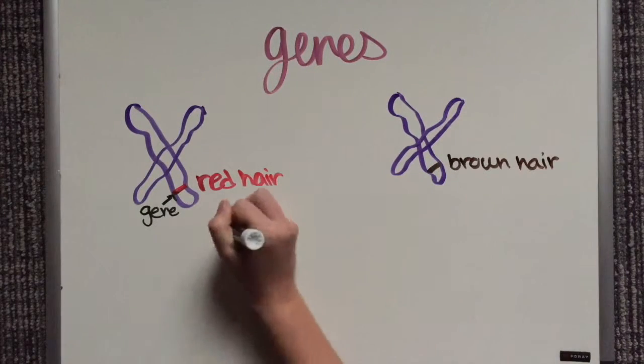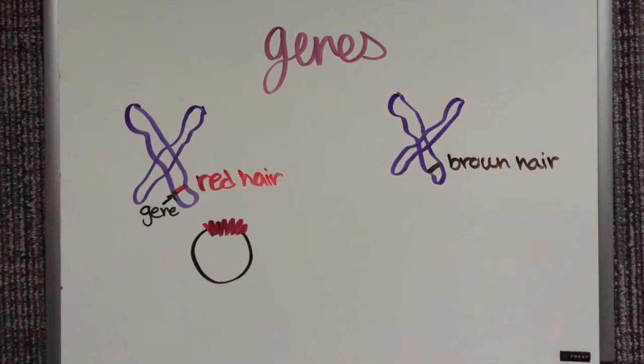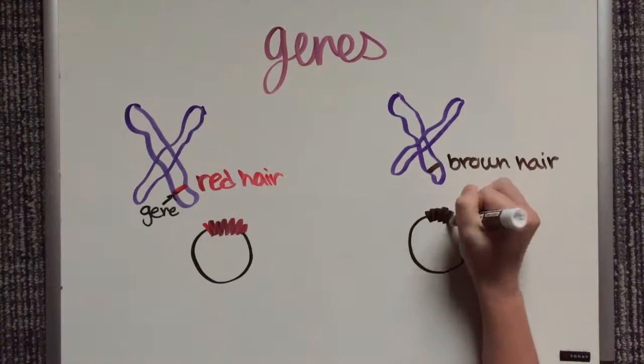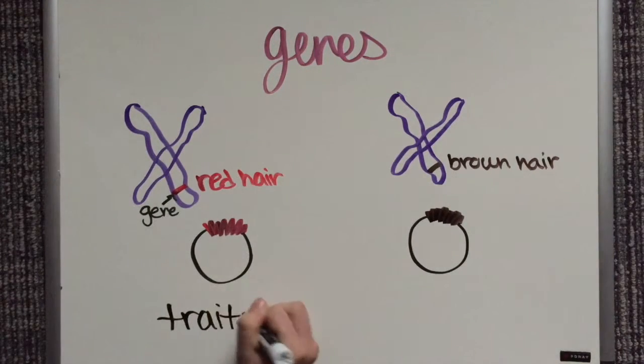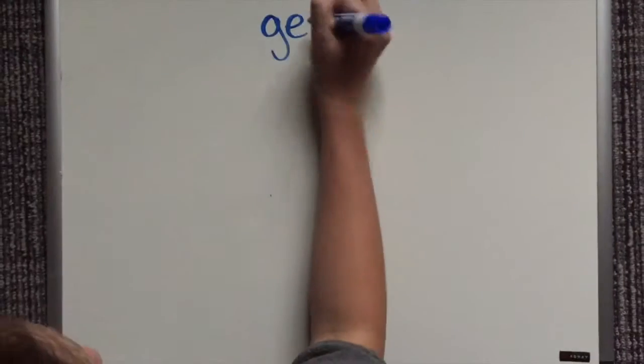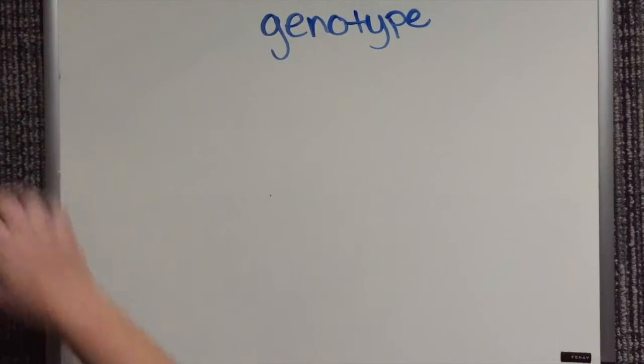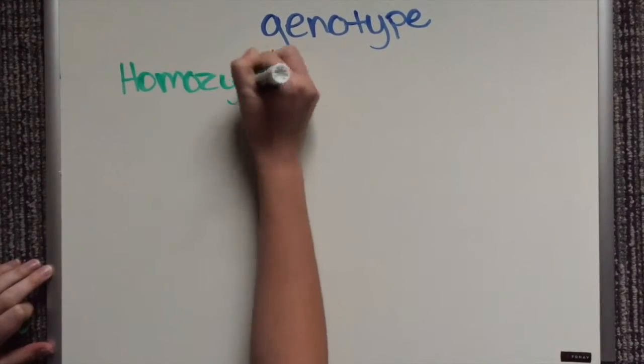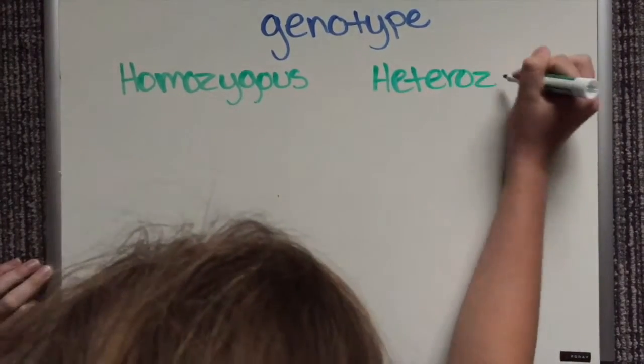Alleles are subsets of genes that act as variants of a particular gene. An allele will be a variation in hair color, such as red hair versus brown hair. Alleles are generally represented by uppercase and lowercase letters, such as a big A and little a. We can look at an individual's particular collection of alleles for a trait as its genotype. Genotypes for a trait can either be homozygous or heterozygous.